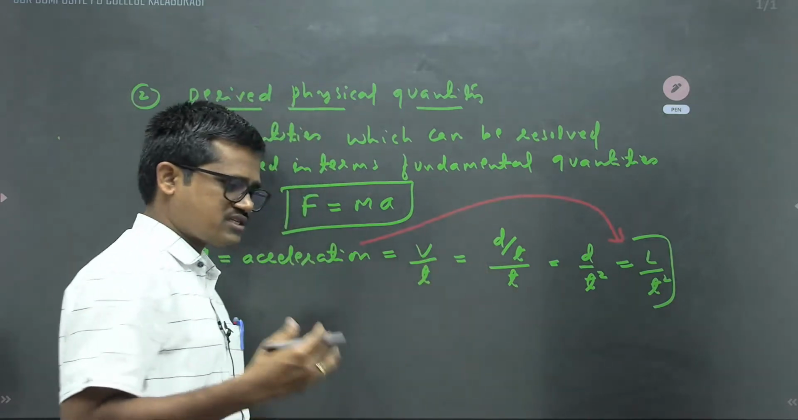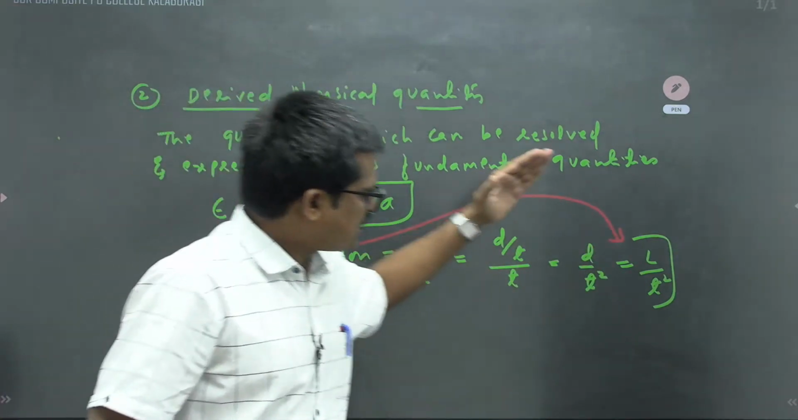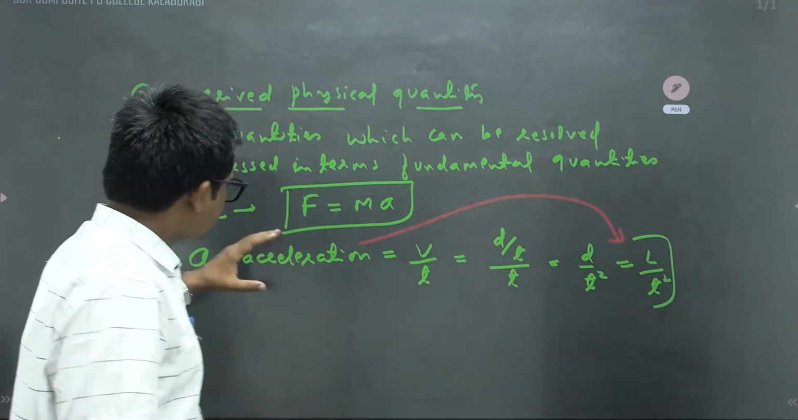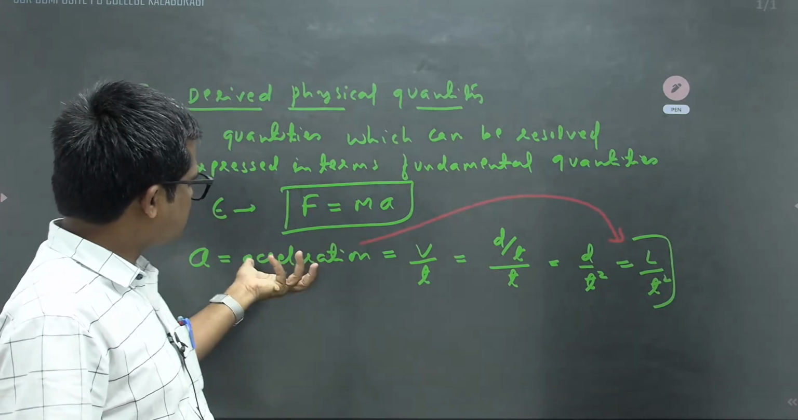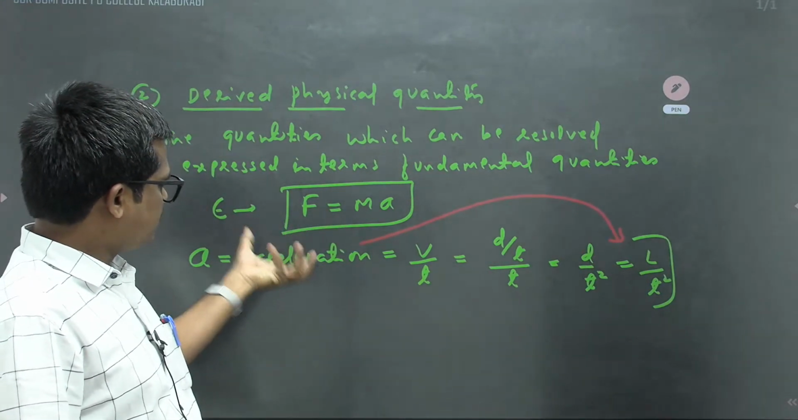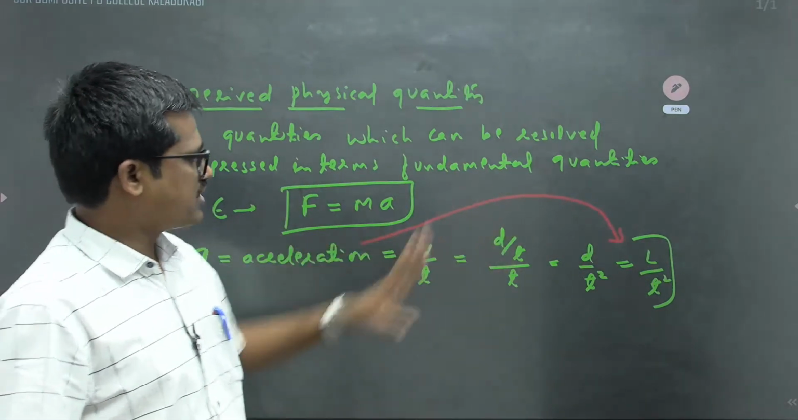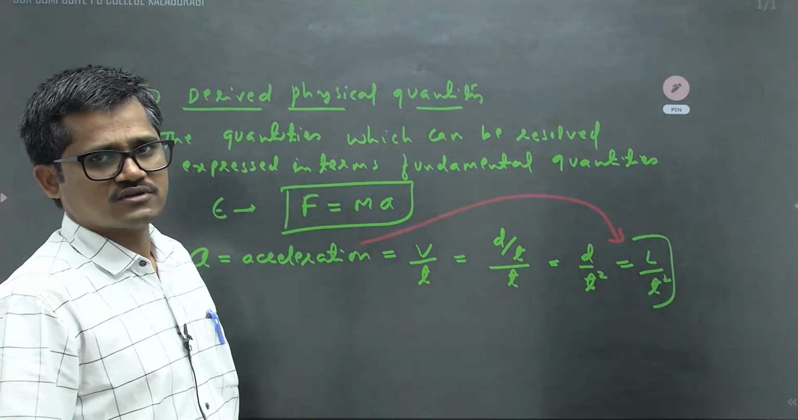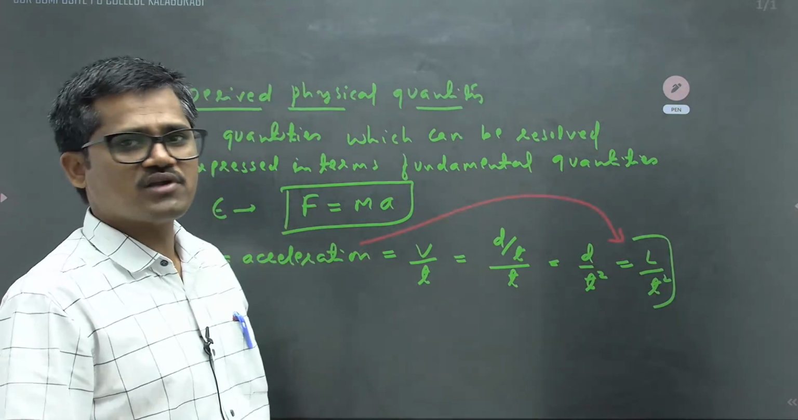So you can say acceleration is composed of length and time. So acceleration is a derived quantity because its defining process involves fundamental quantities like length and time, right or not? So acceleration, you have resolved it and you have mentioned it in terms of fundamental quantities.